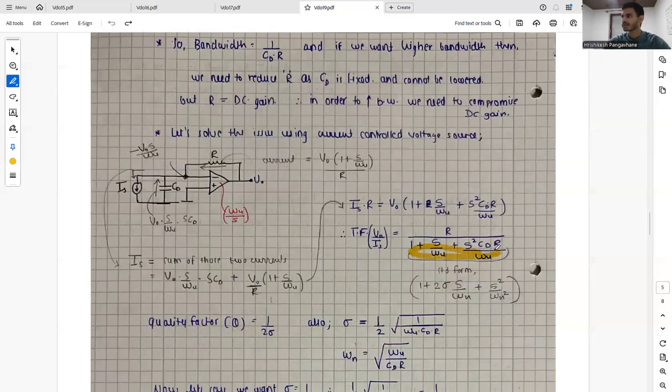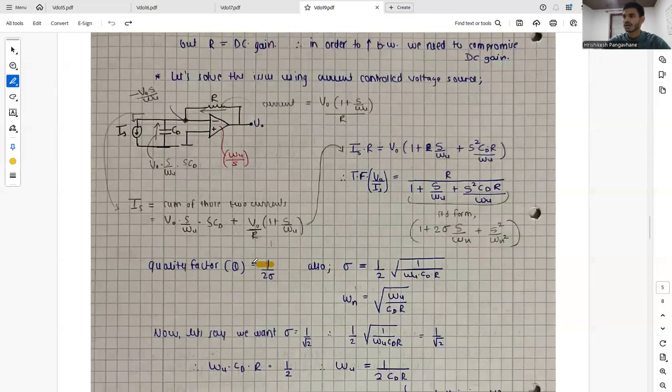And when we compare this with the standard form, we get the quality factor, and we know that the quality factor is 1 upon 2 sigma, where this is the 2 sigma. So while comparing it with the standard equation, our natural frequency comes out to be root of omega u by CDR, and our sigma value comes out to be half of root of 1 by omega u CDR.